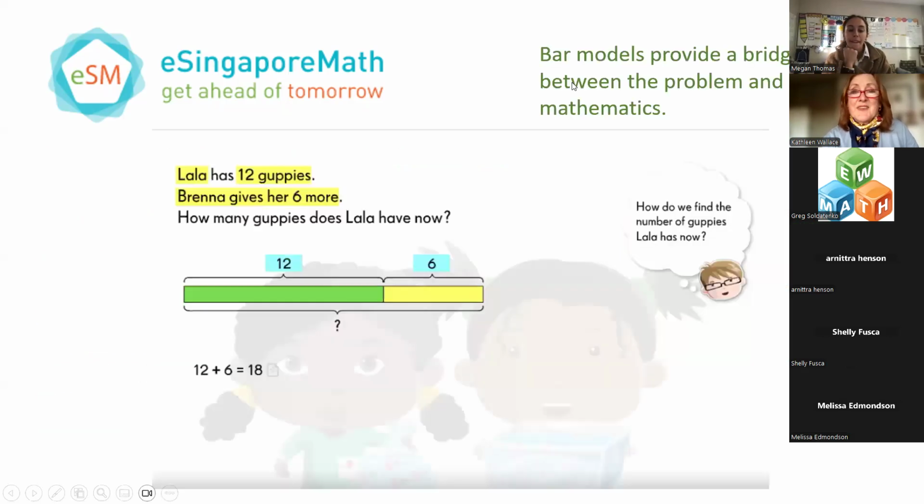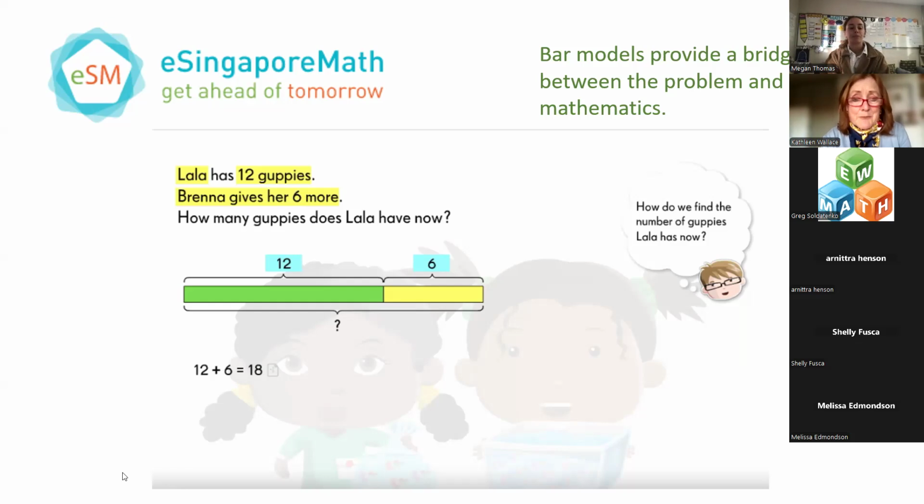So bar models are a wonderful bridge between the problem and the mathematics. They embody, if you will, the actual transformation process. They take the information from the word form and put it into the math form. Not only that, but they are so visual, the children can look at them and it serves to scaffold their understanding.